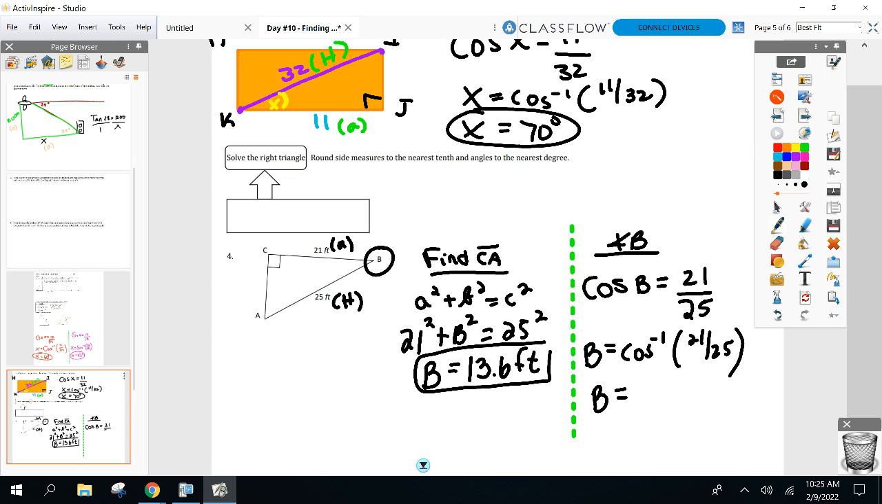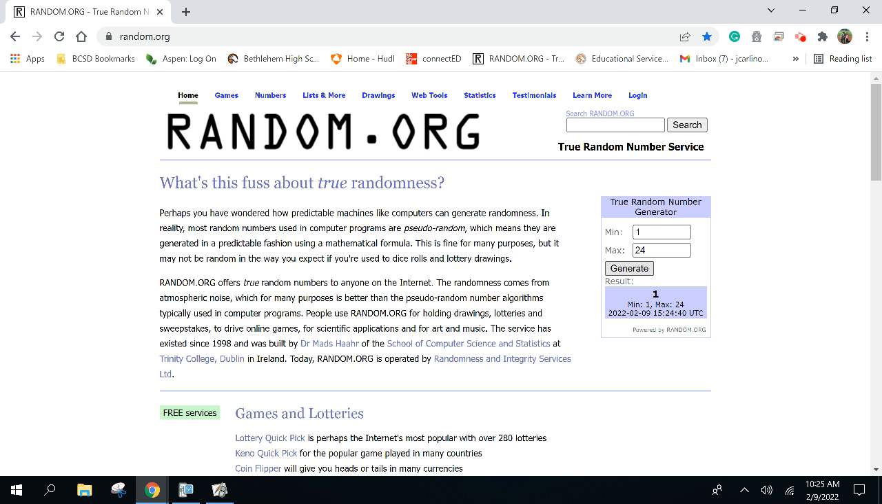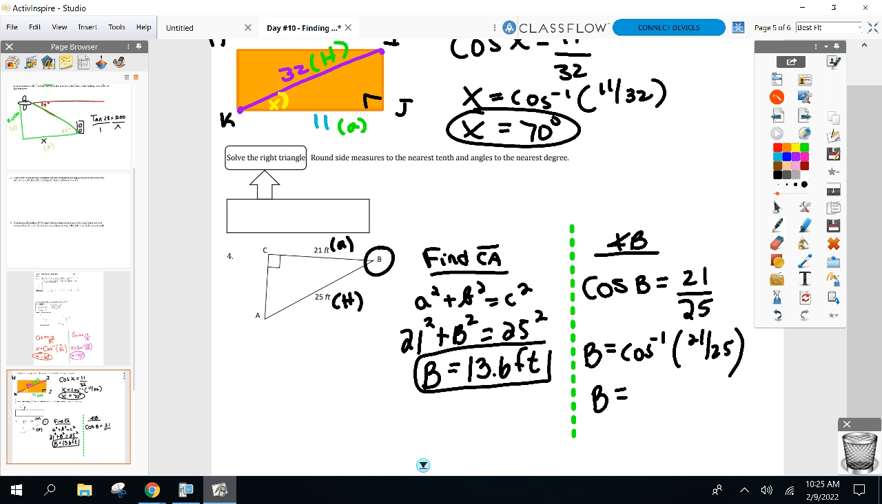When you're ready, nearest degree for angle B. 32.9. Oh, 33. There you go. We're good there. 33.